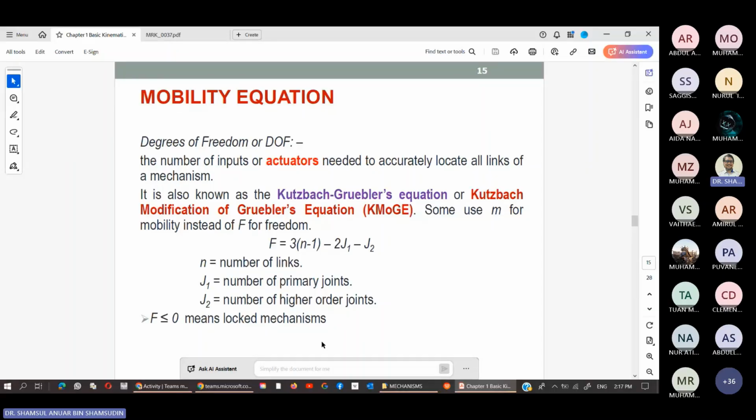Usually, if the links are forming a triangle, a triangle means it is a structure, basically.